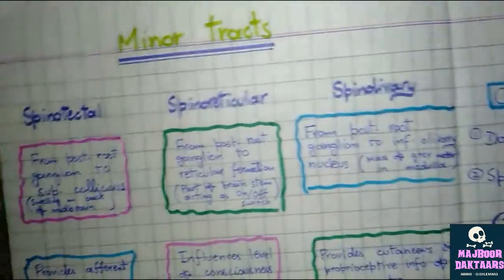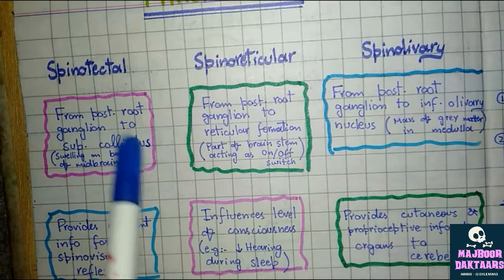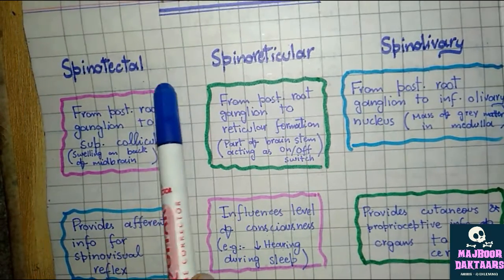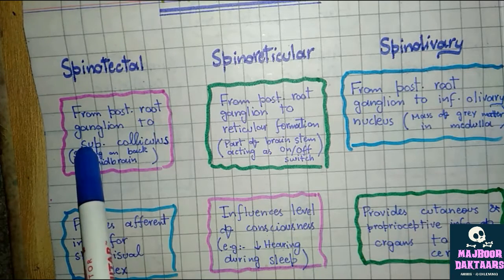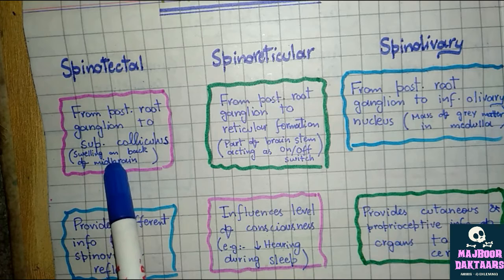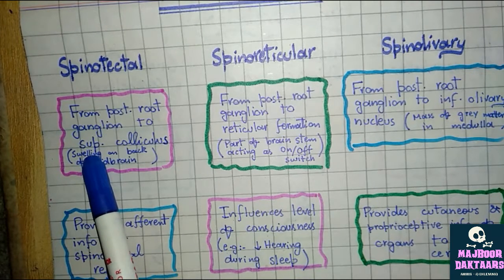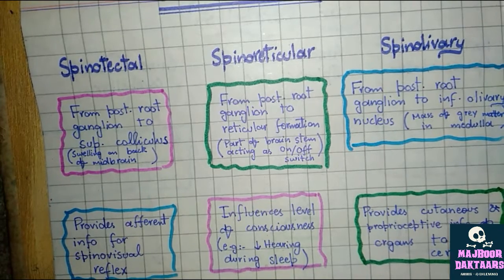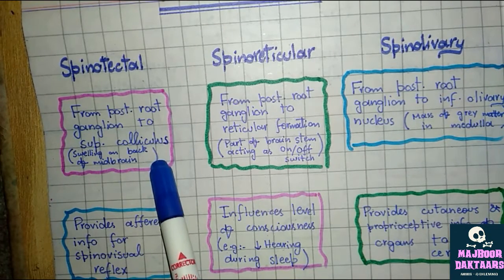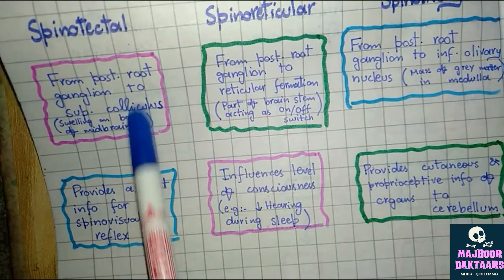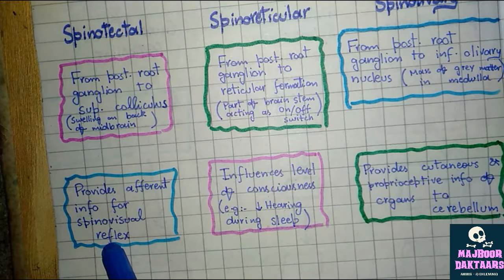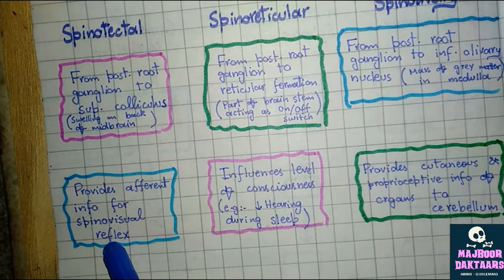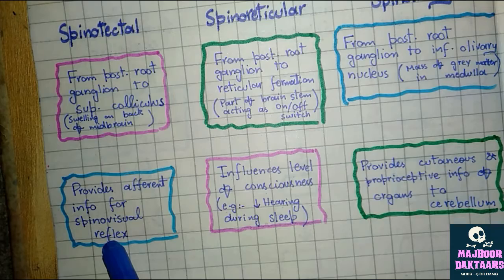Now, talking about the minor tracts. First of all, there is the spinotectal tract. It starts from the posterior root ganglion and ends at the superior colliculus. The superior colliculus is one of the swellings on the back of the midbrain. What is the role of the spinotectal tract? It provides afferent information for the spinovisual reflex. What is the spinovisual reflex? It is the movement of the eyes, and the head also, towards a visual stimulus.